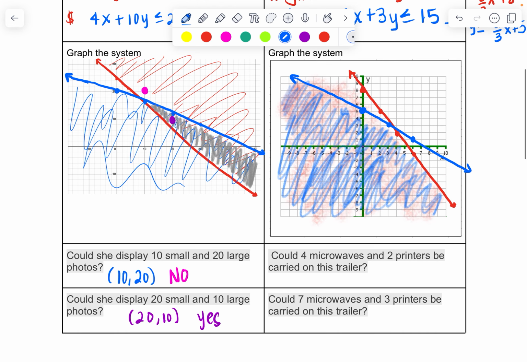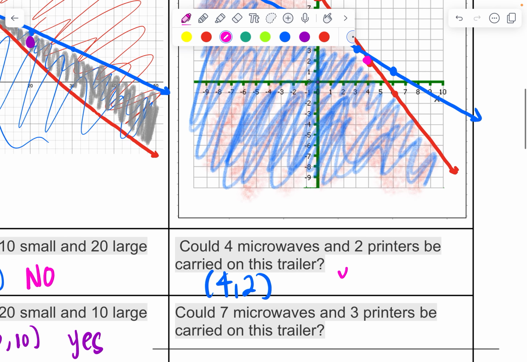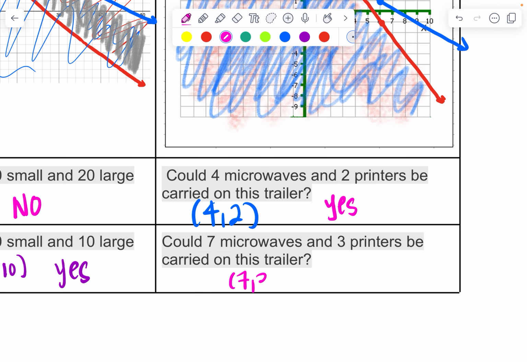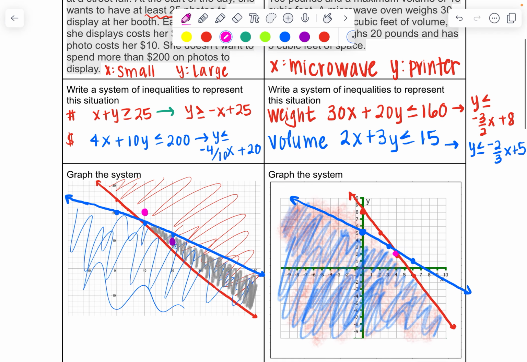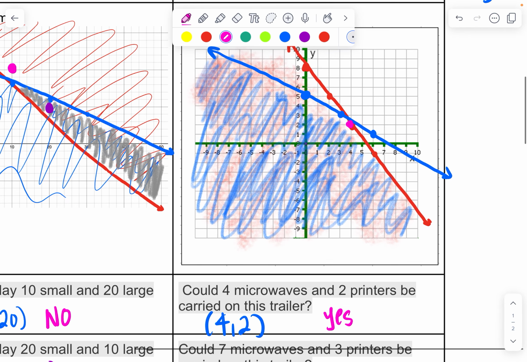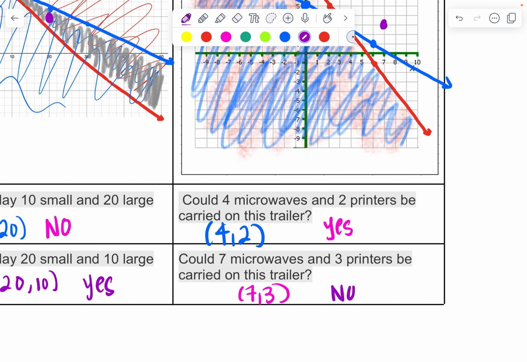So if we look here, could they do 4 microwaves and 2 printers? So I want to look and see if 4, 2 is in my shaded region. 4, 2 is right here. So it's just barely in the shaded region, but it is. Could they have 7 microwaves and 3 printers? So if I go over 7 and up 3, that is very clearly not in the shaded region, so no.